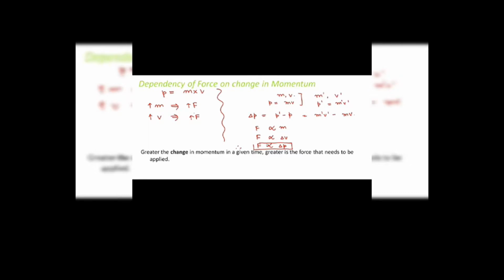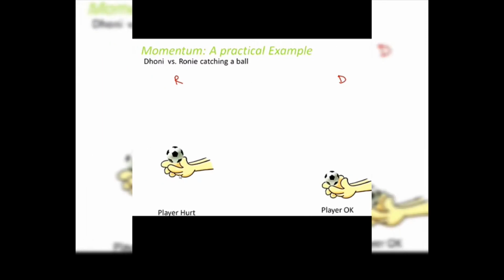Now let's look at a practical example of this change in momentum. While watching a cricket match, have you ever observed the way a player catches the ball? Now, say the batsman or somebody has thrown the ball with a very high speed. Now, what happens? There are two scenarios. In the first case, I have taken Dhoni, who is an experienced and expert player, and Ronnie is somebody who doesn't know how to play well.